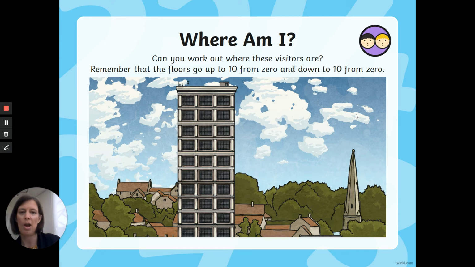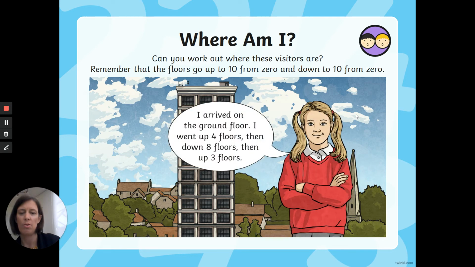Okay, so can we work out where these visitors are? So remember that the floors go up to 10 from 0 and down to -10 from 0. So they haven't got the picture this time to help you, so you might want to draw a little number line on your paper if you're not sure. I arrived on the ground floor. I went up 4 floors and then down 8 floors and then up 3 floors. So you definitely need to pause the video this time while you try and work out where she ends up.